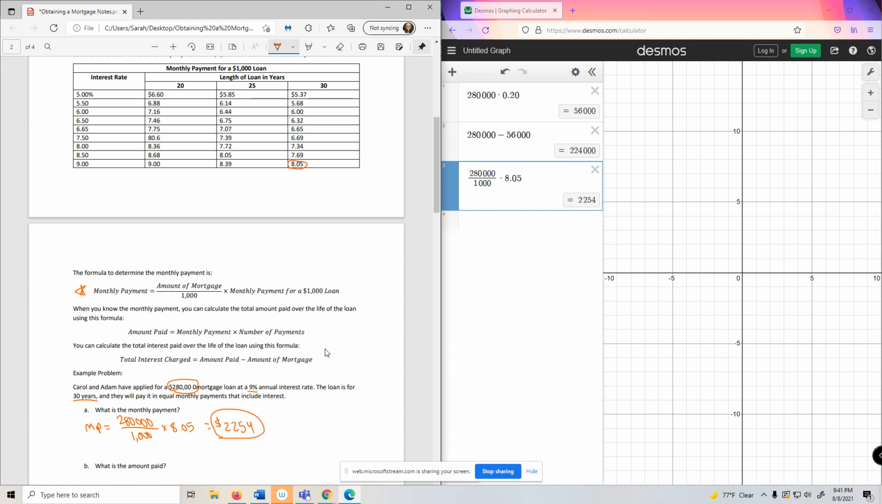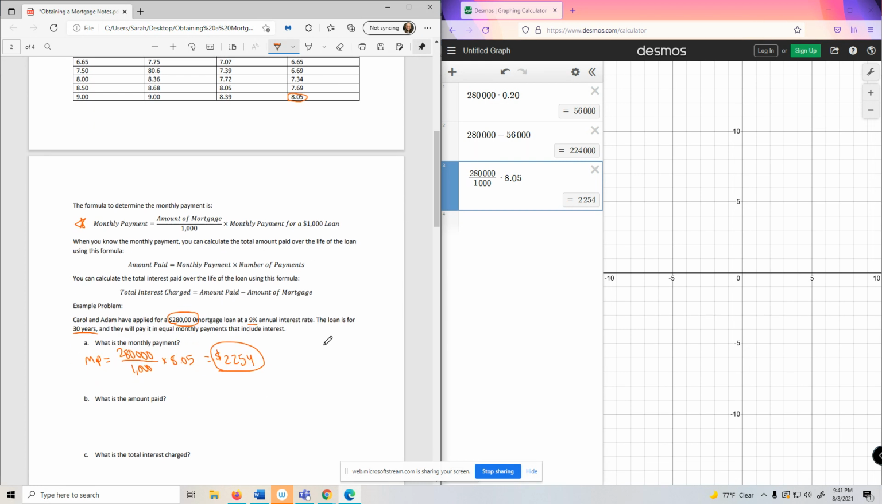The amount paid refers to how much money this couple is going to be paying over the lifetime of the loan. So to find that, use the second formula here. Amount paid equals the monthly payment, which is what we just found, $2,254, times the number of payments. We know that this will be for 30 years, but the payments are monthly. There are 12 months in a year. So the number of payments is going to be 30 times 12, which is 360.